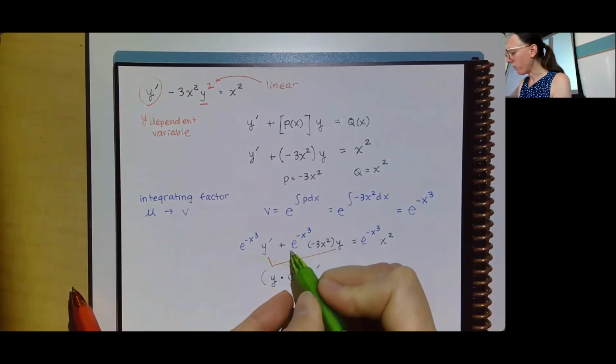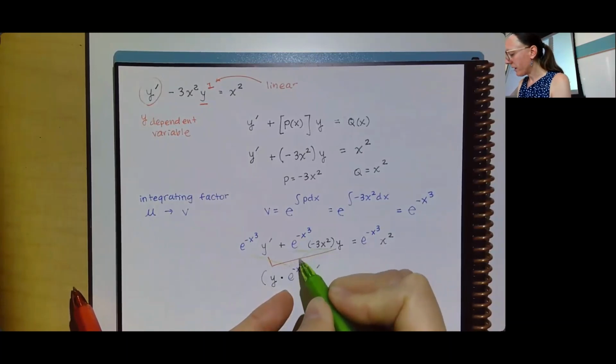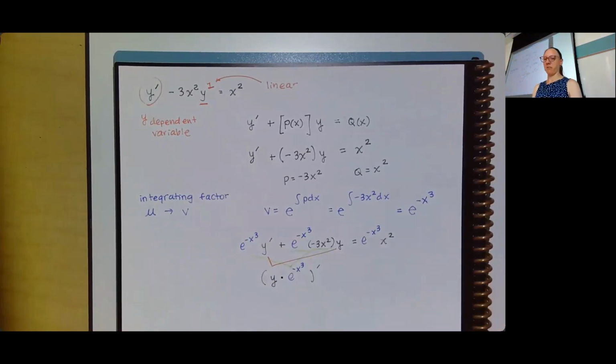So this whole part came from the derivative of my integrating factor. So it worked. Our product rule piece worked. Go math.